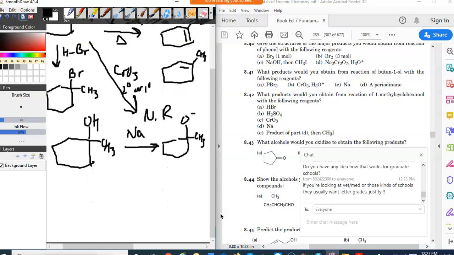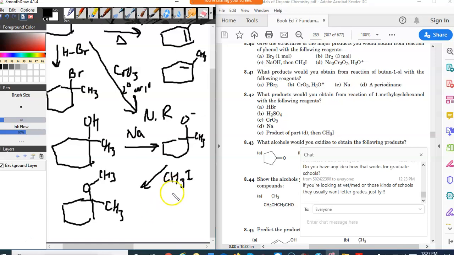And then for E, you're now taking this and adding it to methyl iodide. So this is an SN2 reaction, a strong nucleophile adding to a methyl iodide. This is the Williamson ether synthesis. This is kind of why we did this problem, because I had this kind of reaction. I figured it's a good review on everything. So that would be your product for E. All right. Any questions on that one?